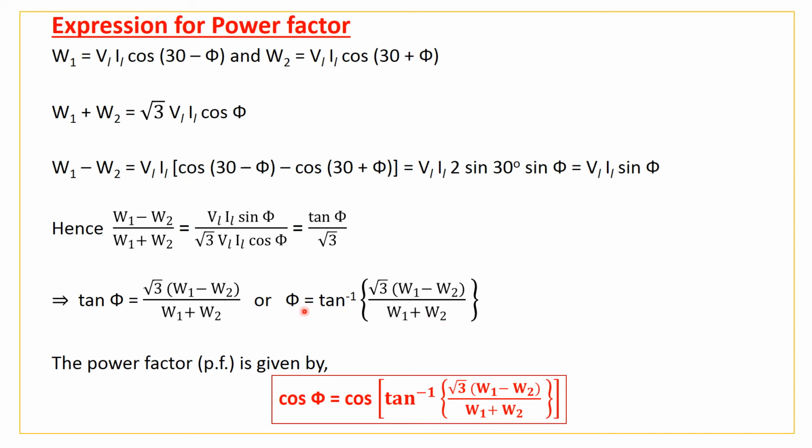So now I have phi. Taking cosine on both sides, I will get cos phi is equal to cos of tan inverse of root 3 (W1 minus W2) by (W1 plus W2). Hence, this is the expression for power factor, very important. Even in the lab, you will be using this formula. So cos phi is equal to cos of tan inverse of root 3 (W1 minus W2) by (W1 plus W2). Have a note of it.